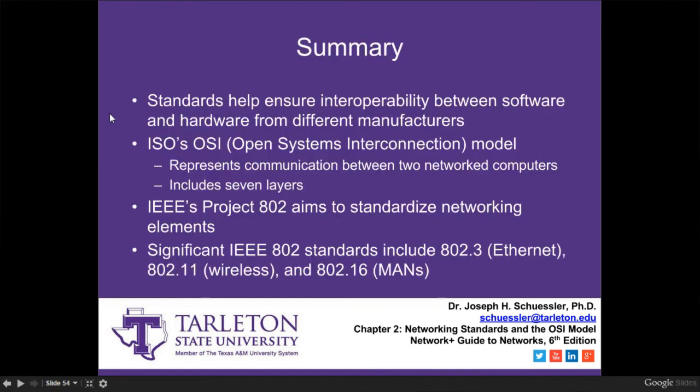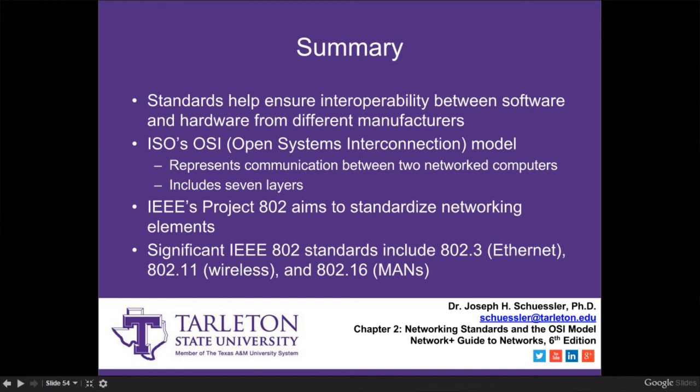So to sum up this chapter, standards help to ensure interoperability between software and hardware from different manufacturers. This is what allows us to go out and buy different computers with different network interface cards, different switches, different routers, and expect all of those devices to be able to communicate with one another. We also talked about ISO's OSI model, and how that represents a bird's eye view of how data traverses a network. We talked about the different layers of the model and how data moves up and down those protocol stacks.